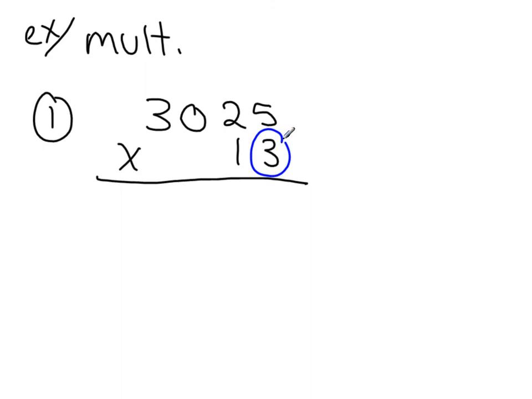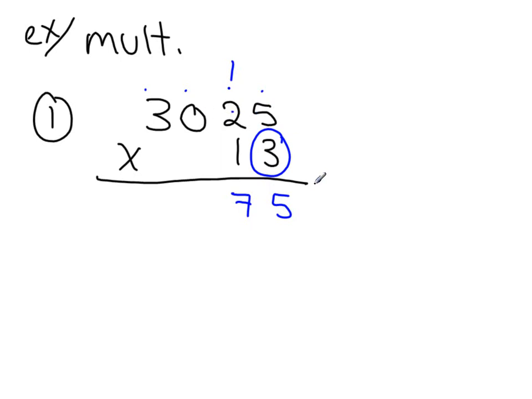So I'm going to start in the 1s, and I'm going to multiply 3 to each digit in the number above. Now 3 times 5, I'm becoming a pro at it, it's 15. Carry the 1. 3 times 2 is 6. And then I add the carry, which gets me 7. Now I didn't have any carry, so I just continue on.